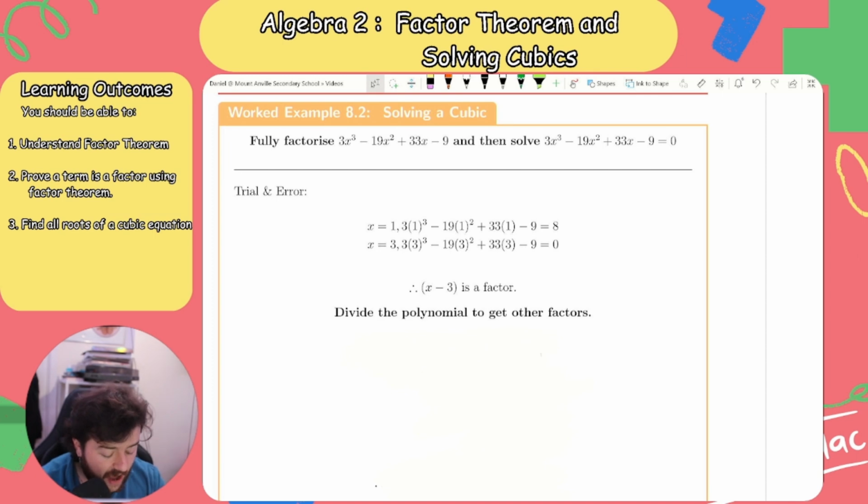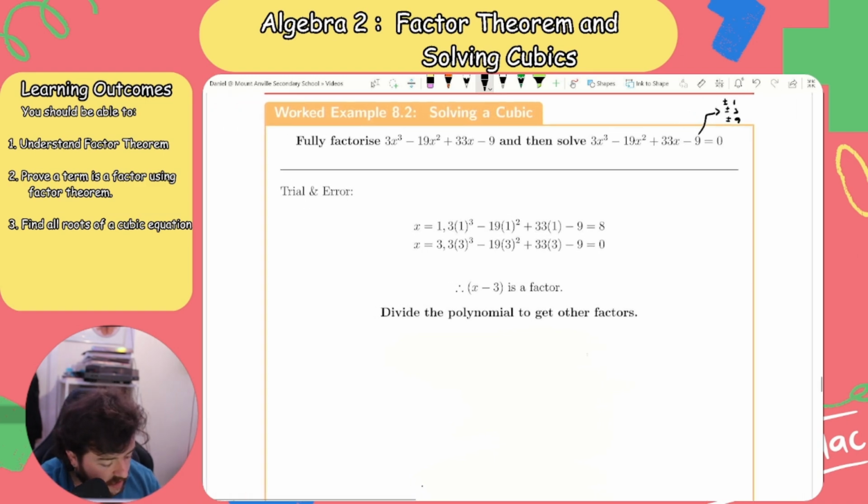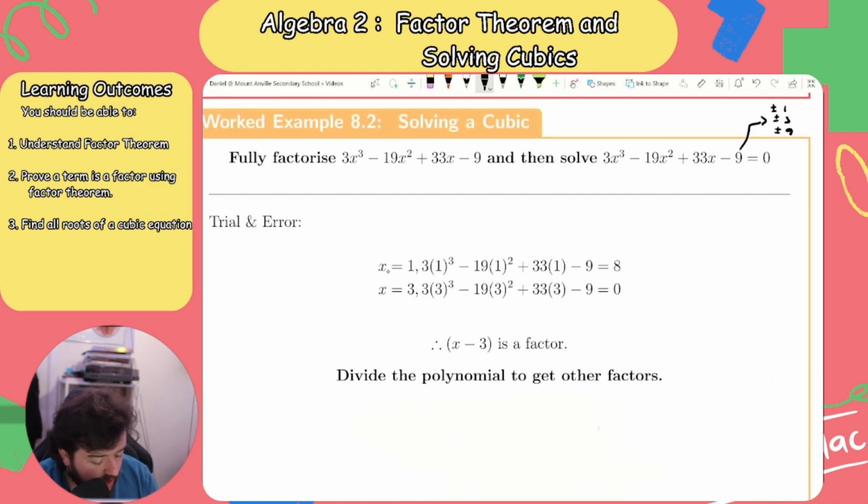So, factorize fully 3x cubed minus 19x squared plus 33x minus 9, and then solve that equation. First of all, using trial and error, I'm going to sub in factors of minus 9. Factors of minus 9 will be plus or minus 1, plus or minus 3, or plus or minus 9. If you sub all that in, you'll find that x equals 1 doesn't work. x equals 3 does work. It's usually on the lower end. In your exam it'll usually be x is 1, 2, or 3. They won't ask you for much more than that.